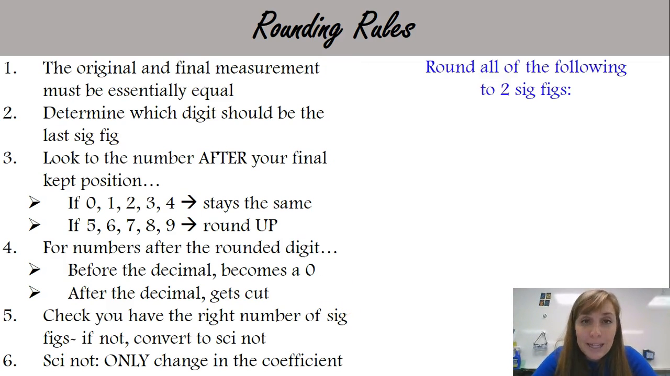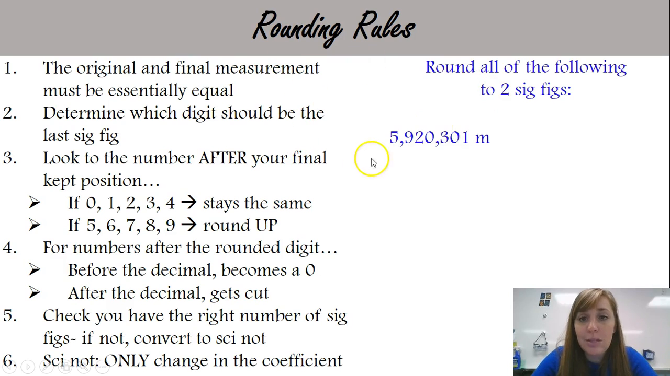We're going to round everything to 2 sig figs. Now, like I said, in the future, the number of sig figs you keep or where you keep it is going to change, but for these examples, we're just rounding to 2 sig figs. So in this measurement, 5,920,301 meters. What are our first 2 sig figs?